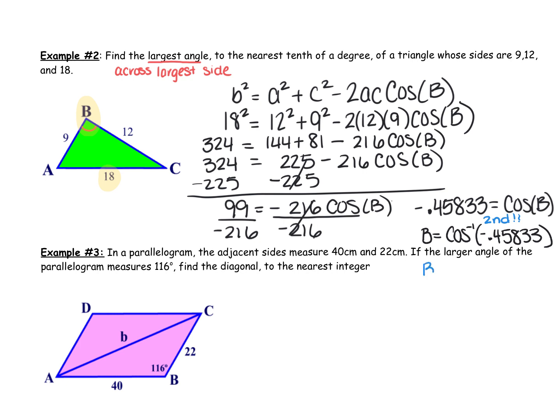All right, so I got that angle B was 117.27, that if you round to the nearest whole number, or it says nearest tenth, excuse me, you would get that it's 117.3 degrees.